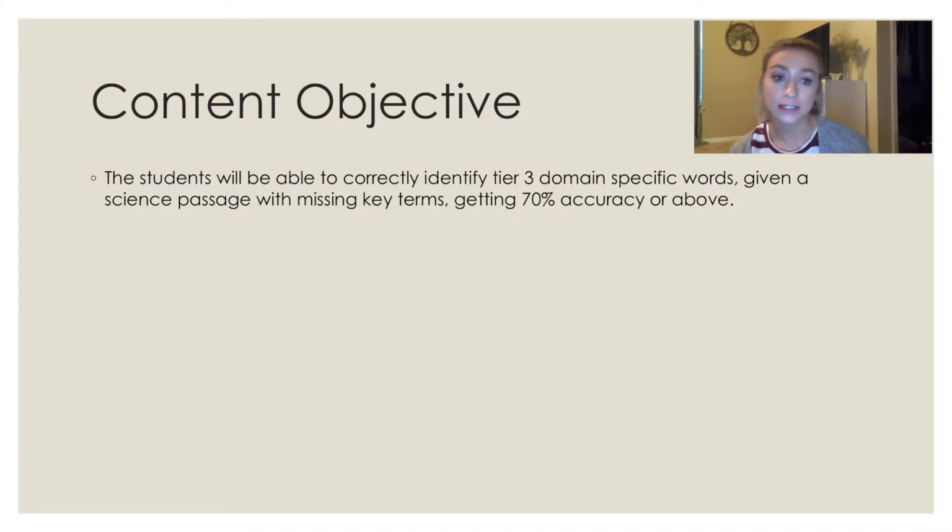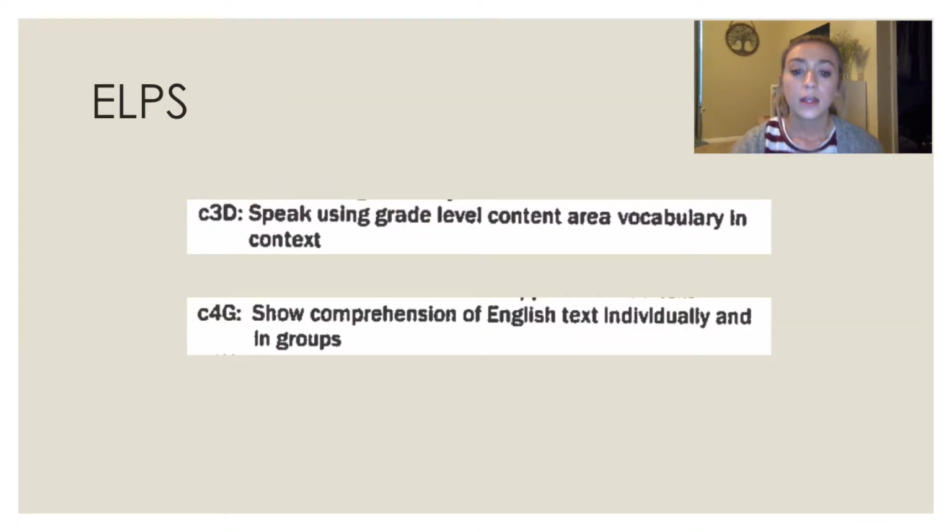So the content objective of the passage that the students would read in this example is the students will be able to correctly identify Tier 3 domain-specific words given a science passage with missing key terms, getting 70% accuracy or above. Then, when looking at the ELPs, two that are awesome for the Cloze Method are speak using grade level content area vocabulary in context, and show comprehension of English text individually and in groups.